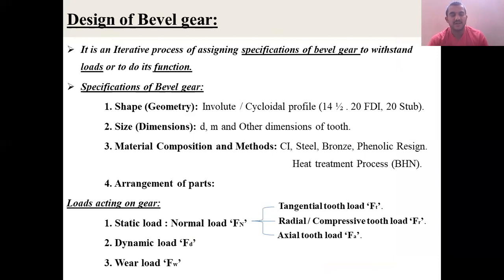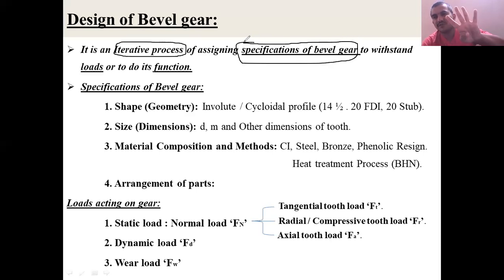Next you go for the design of bevel gears. Again, as you know, the design of machine element procedure is the same. It is an iterative process. A number of processes are carried out here to assign the specification of the bevel gear. Again, what is the specification? It relates to four things: first is shape, size, then material and methods of manufacturing the component, and the last one is the arrangement of components.